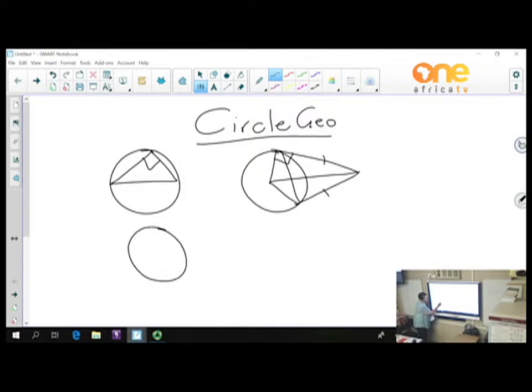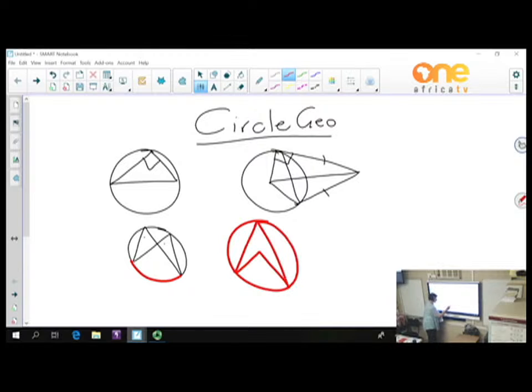Then the next one is this one. Angles on the circumference are equal, subtended by the same arc. There's that arc there. Can you see? On the circumference, they are equal. And then the next one that we had there was that the angle at the center is twice the angle at the circumference.